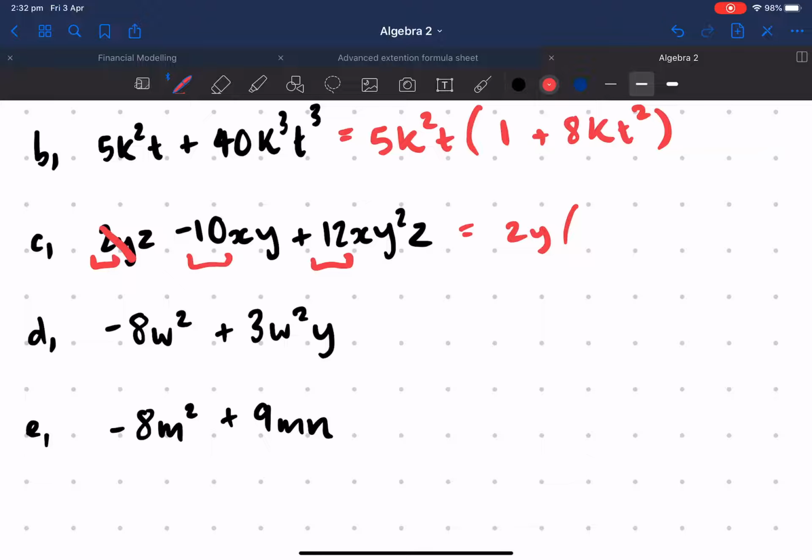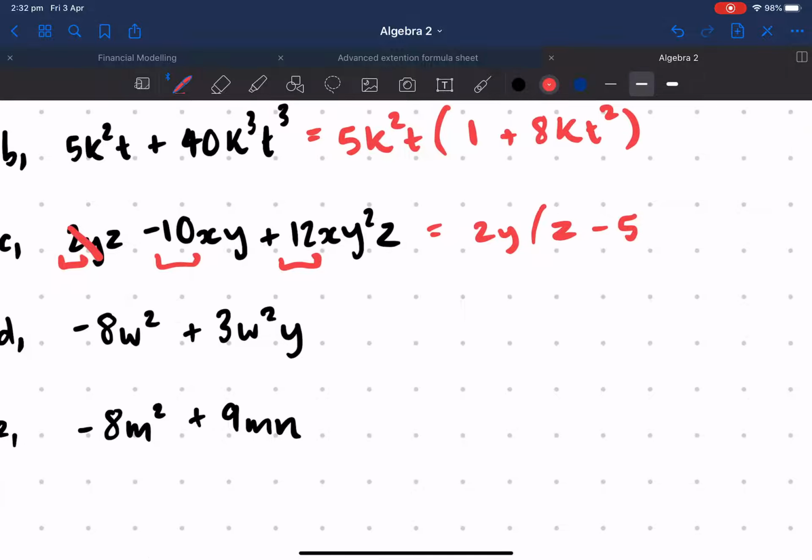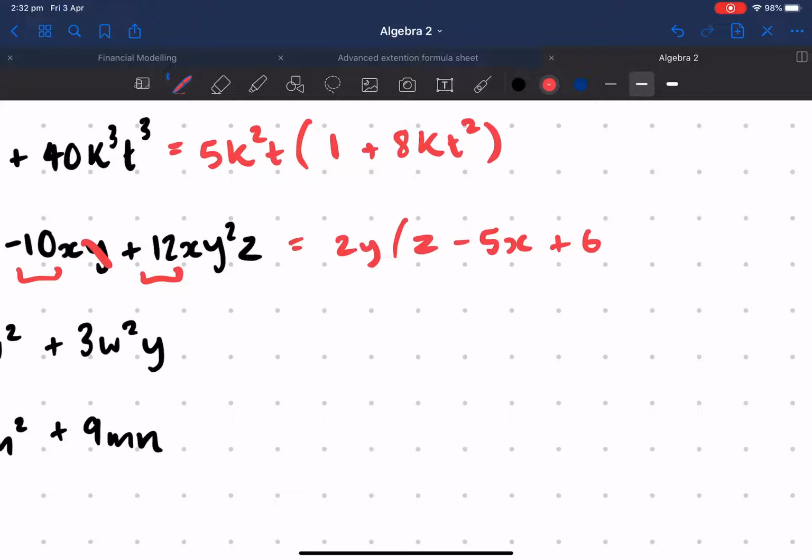If I get rid of 2y on that first term, I'm left with 1z, or just z. Now 2 goes into negative 10, negative 5 times, and I got rid of the y, which just leaves me with an x. Finally, 2 goes into 12, 6 times. I got rid of one of the y's, so there's still a y left, and the z's left as well. Whoops, don't forget that there was that x there too. Almost forgot him. So x, y, z.